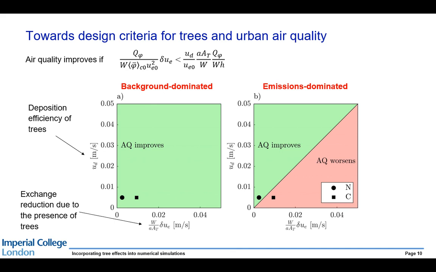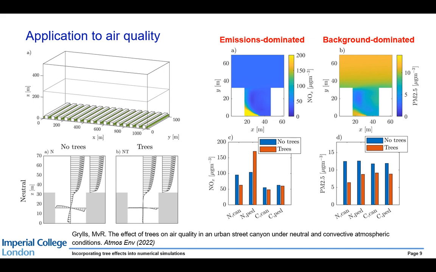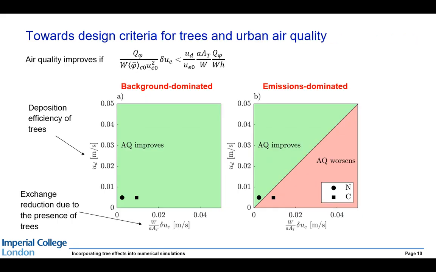So in order to look at this, in these bar charts, which we can go into more detail later, but just to touch on it, they're showing both the pedestrian level concentration and the canyon average concentration. And you have different results for both when you consider both of those.